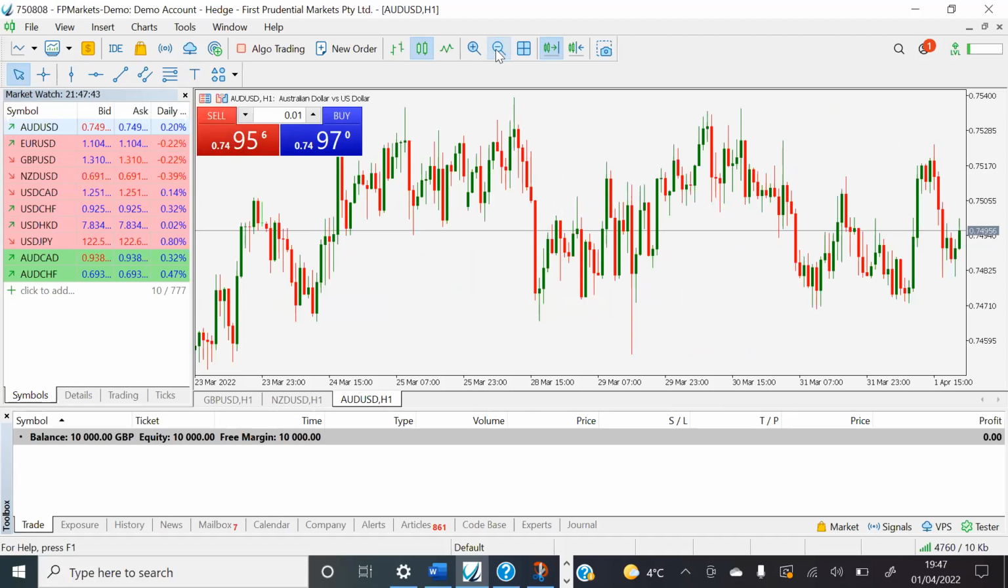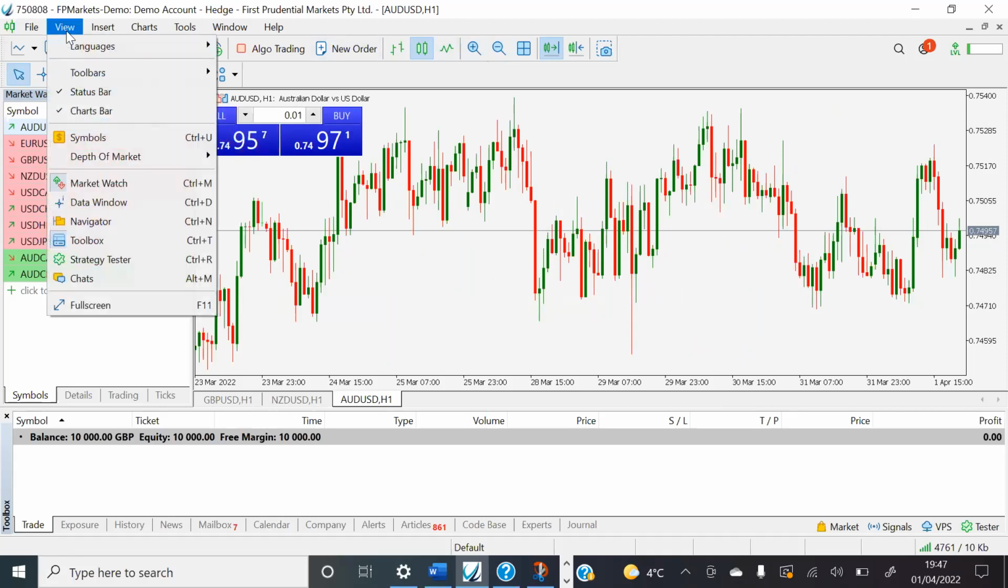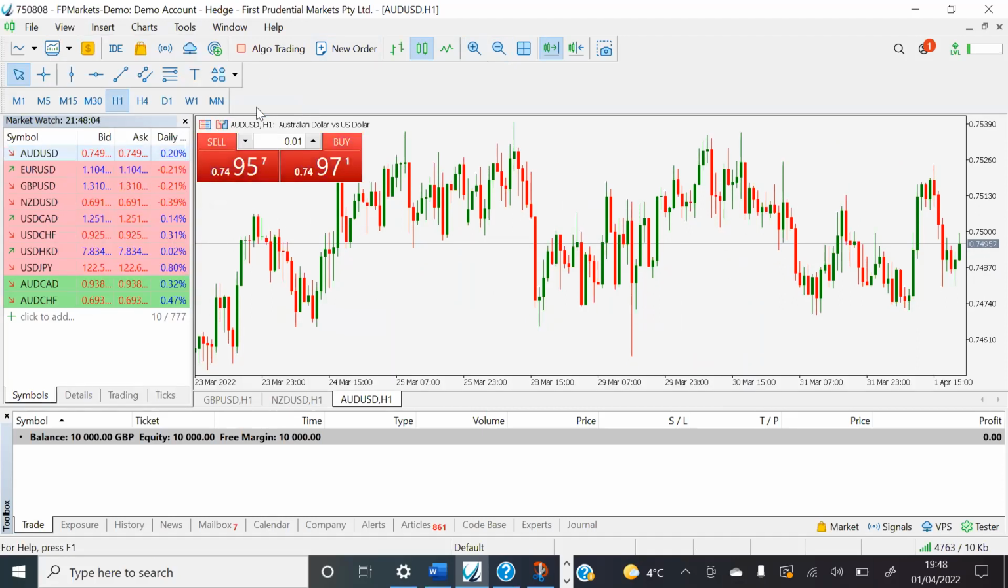Now, what I'm not seeing there is the time frame. Let's see if we go to view for me, please, because I'm not seeing the time frame on there. Go to view, and then click on toolbars, and then highlight time frame. Okay, so there's time frame.